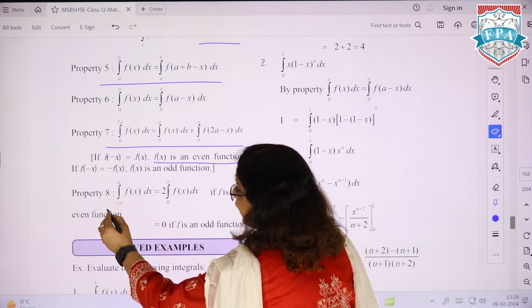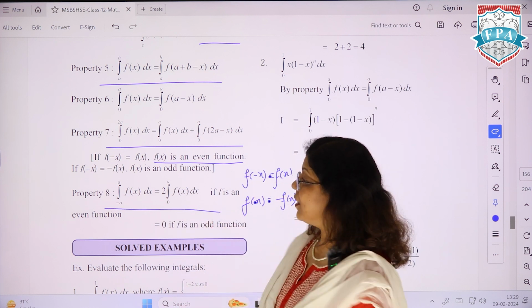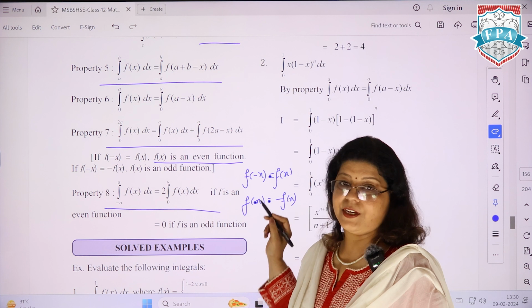Now in case of even function, what we have to do is minus a to a fx dx can be written as 2 times 0 to a fx dx.